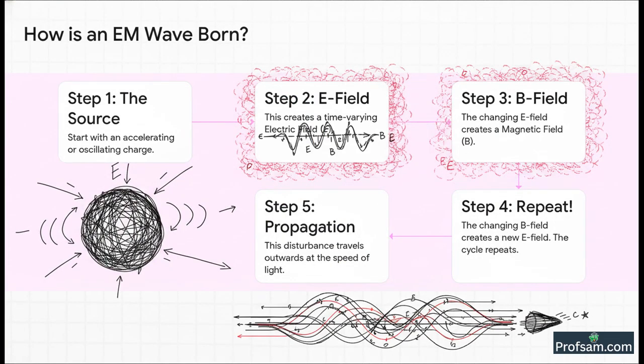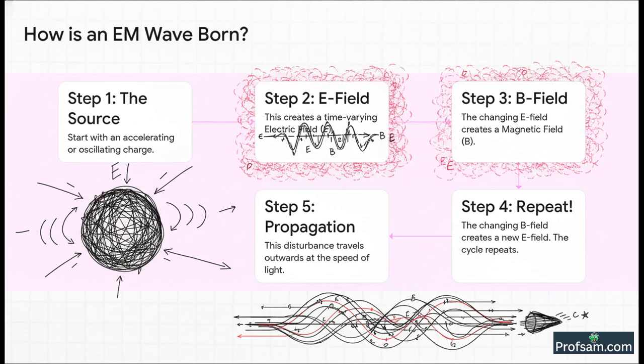Okay, so let's quickly put all the pieces together. How is an EM wave actually born? Let's go step by step. First, you need a source. What's the source? It's a charge that is either accelerating or just, well, jiggling back and forth. This jiggling charge creates a changing electric field around it. Okay, step 2. We know what a changing E field does, right? Yep, it creates a changing magnetic field. Step 3. Now what does this new changing B field do? Of course, it creates a brand new E field. And the cycle just keeps repeating itself.